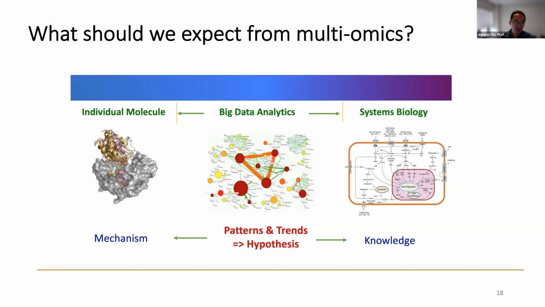The thinking here is that multi-omics is very different from systems biology. Systems biology aims at understanding mechanisms, including everything and how it works together. So it's almost about knowledge. And if we talk about an individual molecule, like a protein 3D structure, that is a very deep interaction, mechanistic stuff. Multi-omics is right in the middle. It gives you the patterns and the trends. And from here, you generate a hypothesis. And from the hypothesis, you can go back to mechanisms or back to more simulations.